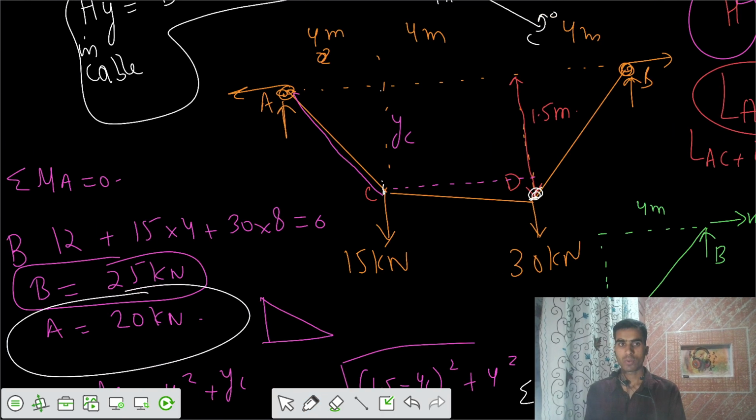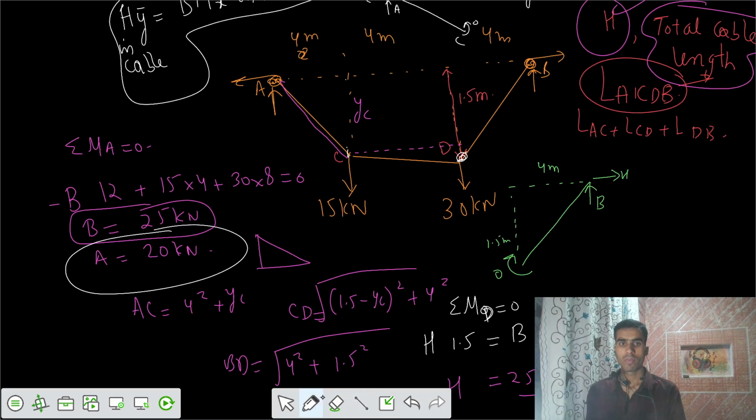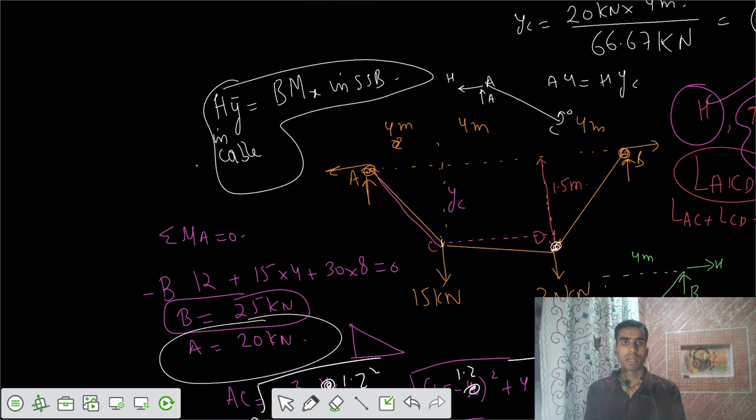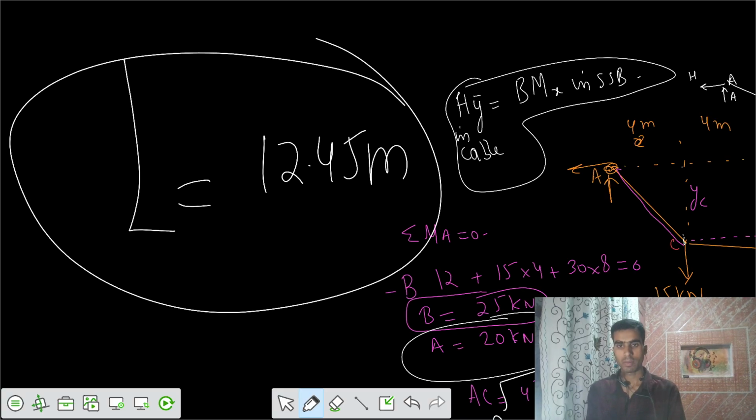Now I can get the total length of the cable. I would say 1.2 square plus 4 square, plus 1.5 minus 1.2, that is 0.3 whole square plus 4 square, and the last one. If I say AC plus CD plus BD, I can get the total length of the cable. We can write L of the cable comes out to be 12.45 meter. This is the total length of the cable.